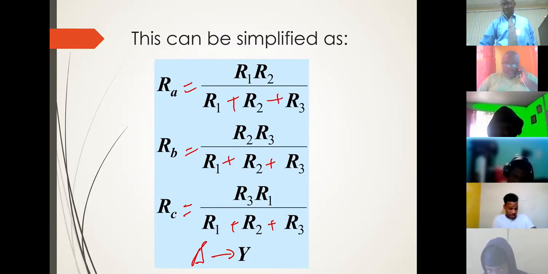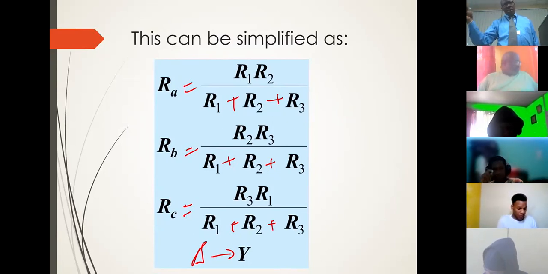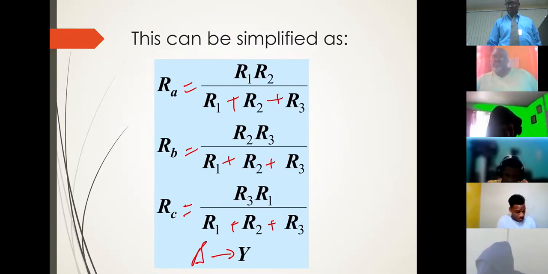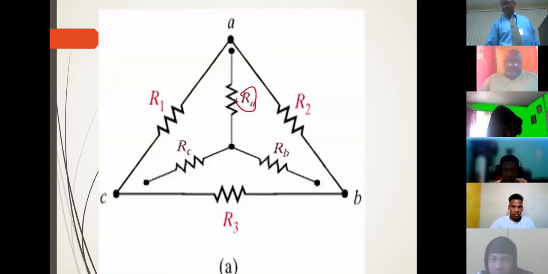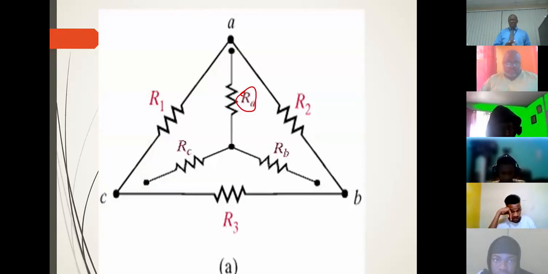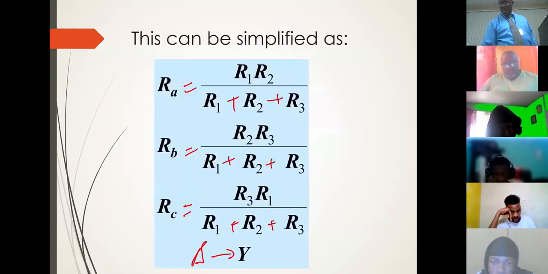All right. So this is your delta to Y. However, I want to go back to the network just to see how we can make this determination. We can make this determination by simply looking at the network. So here is RA, and I want the equivalent value of RA within the star network from the delta network. All right. So remember the formula. RA is R1 times R2 over R1 plus R2 plus R3.